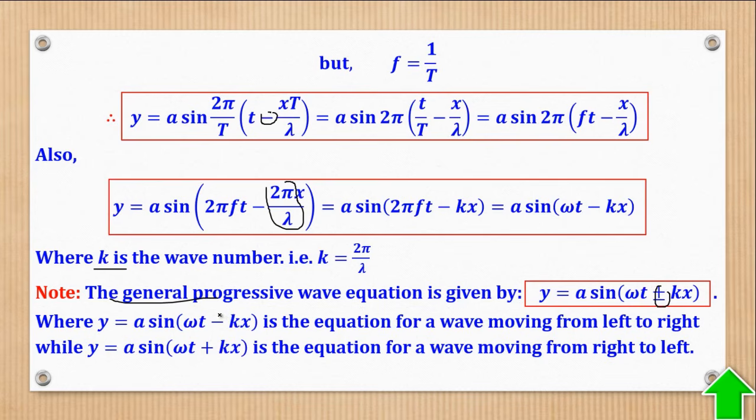When there is a minus, it means that the wave is moving from left to right. It's moving towards the right. And when there is a plus, it means that the wave is moving from right to left, or towards the left. So when you get an equation of a progressive wave and they have put minus here, just know that the direction of motion is from left to right. If they have put a plus, it is from right to left.